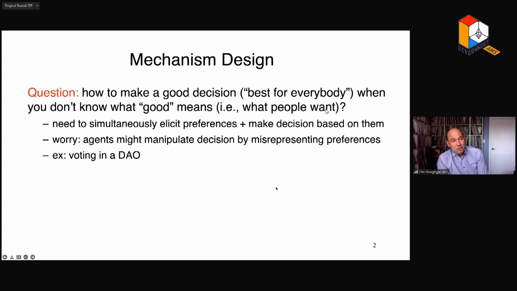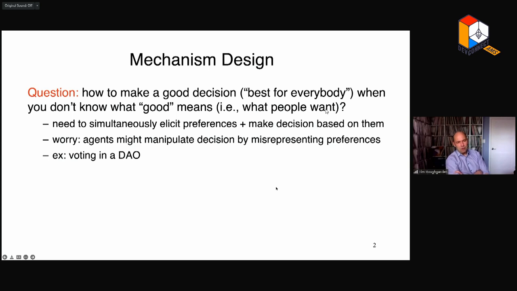Broadly, it studies a very general problem, which is: if you're trying to make a good decision, where good in some sense means best collectively for everybody, how can you do that when you don't even know what good means? Meaning you don't know in advance what people prefer, what they want. The reason this is a hard problem is that you have to do two things simultaneously. You have to figure out people's preferences, what it is they want, and then also figure out the decision you're going to make based on those preferences.